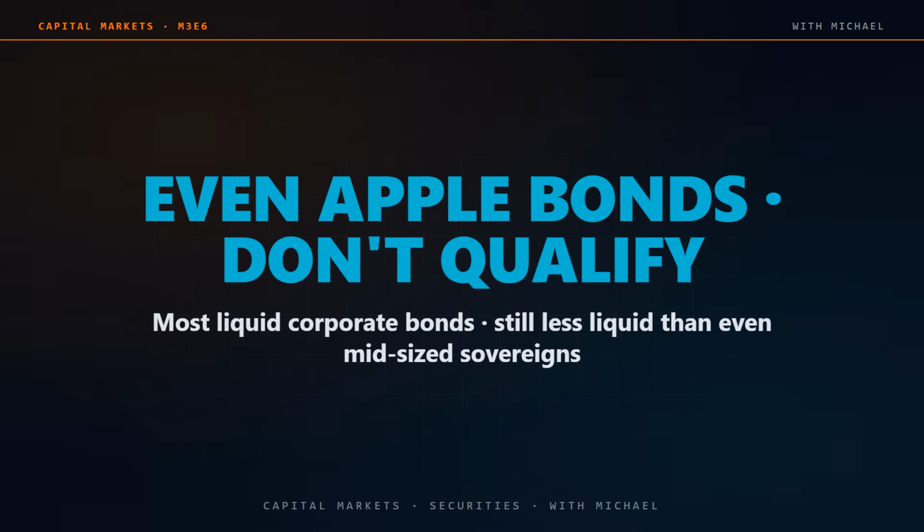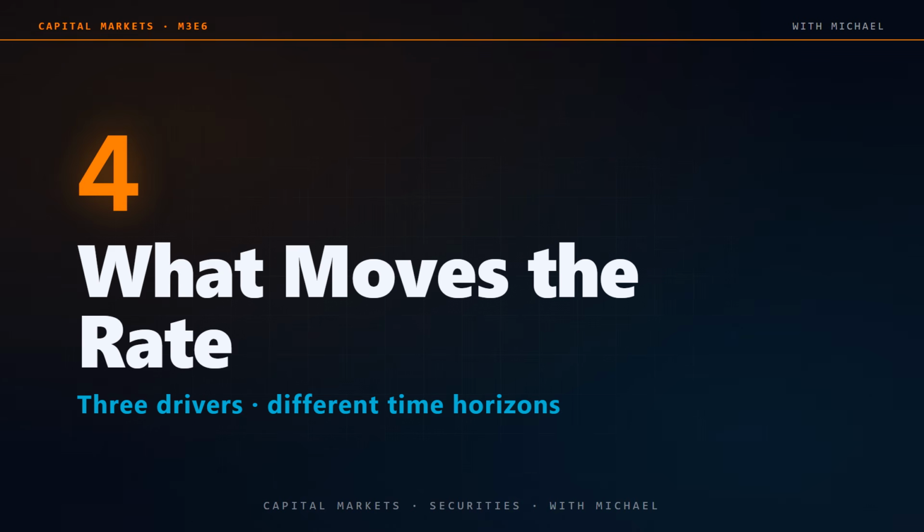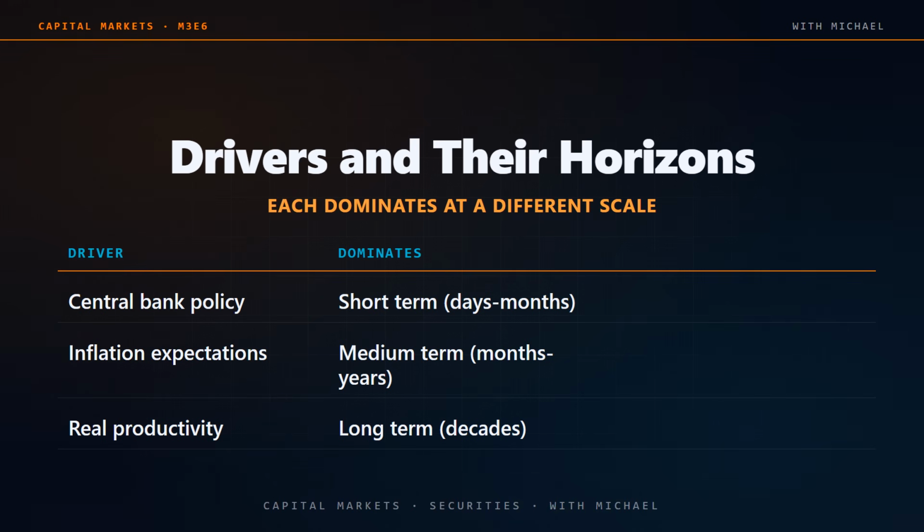Section 4. How the risk-free rate moves. The risk-free rate is not a constant. It moves daily, with 3 major drivers. First, central bank policy. The Federal Reserve sets the federal funds rate, which directly influences the 3-month T-bill rate. When the Fed hikes, the 3-month bill yield rises. When the Fed cuts, it falls. The transmission is immediate and direct. Second, inflation expectations.